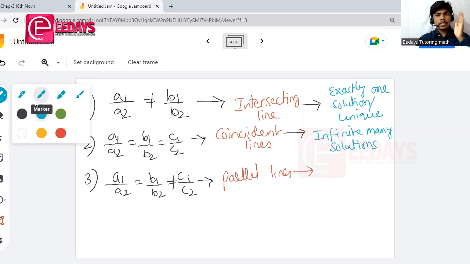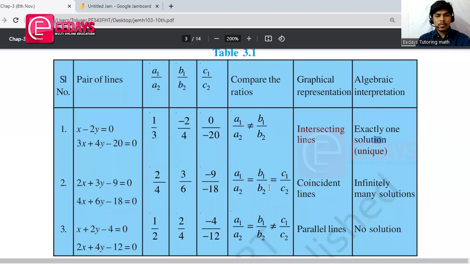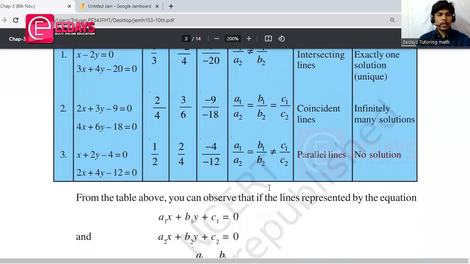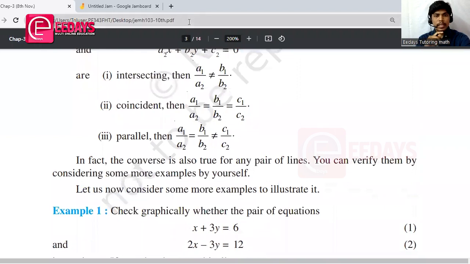Railway track. This line is different, this line is different. They do not meet at any point. They are moving like this, so that's why there is no solution. They are not meeting at any point. This table is very, very important. Let's observe the questions. They write the same thing here.